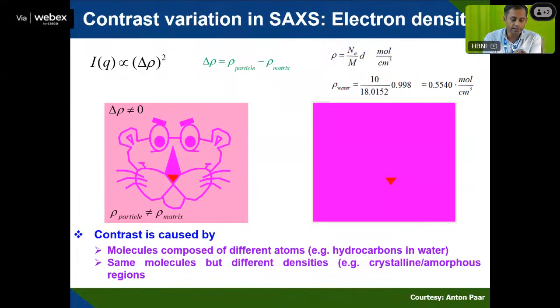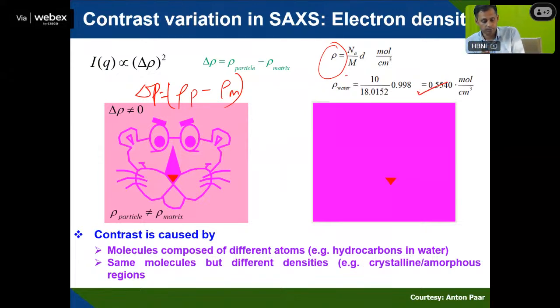So if you see that I(Q), as I discussed, rho particle minus rho matrix is nothing but delta rho. So this I(Q) is proportional to delta rho squared. In case of X-ray scattering, it was electron density; in case of neutron, it was scattering length. So scattering length and rho can be determined here: contrast is Ne by M into d, the number of electrons by mass times density of the material. Then you will be able to find out the rho of water. For example, if you take water, this will be around 0.55.